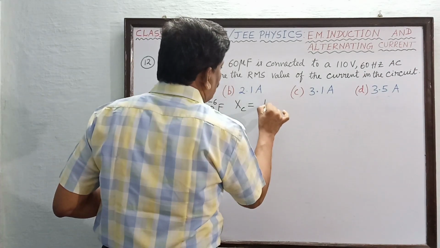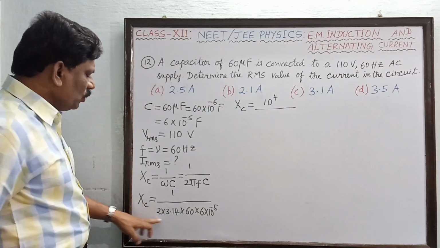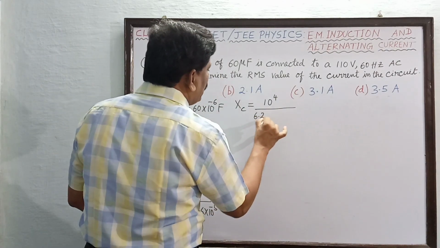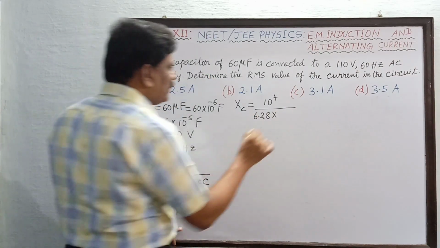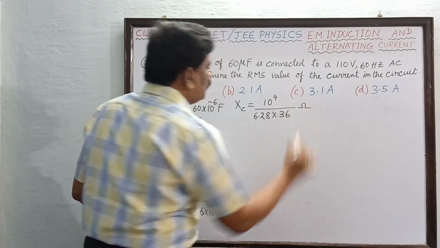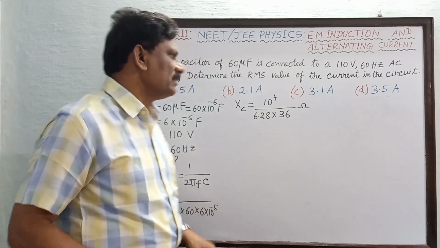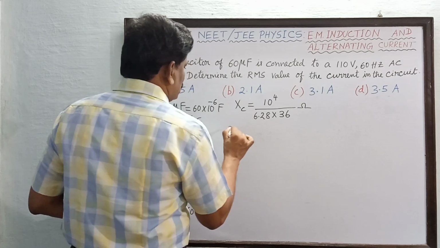So this is now 10 power 4 divided by 2 into 3.14, which is 6.28, into 6 into 6 is 36. So let it be as it is now, you keep it as it is. This is the capacitive reactance.